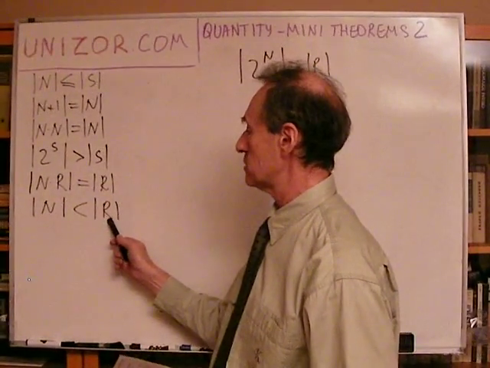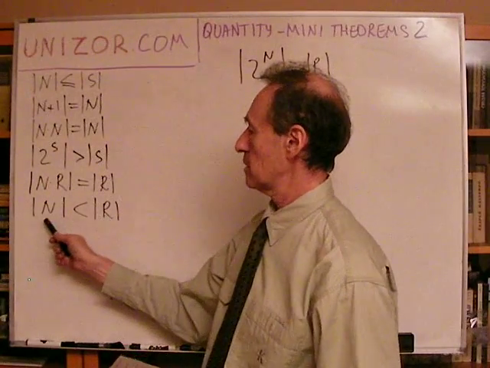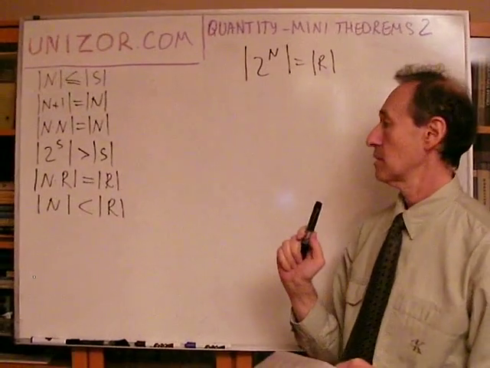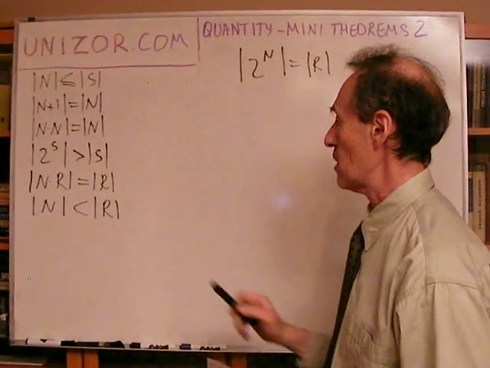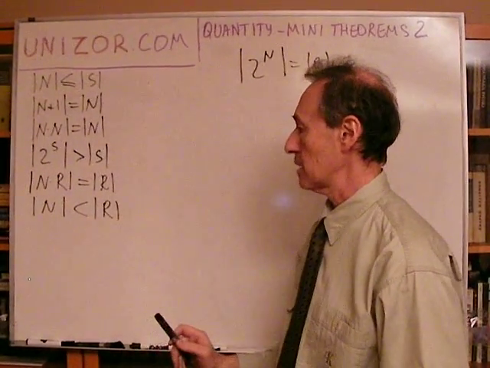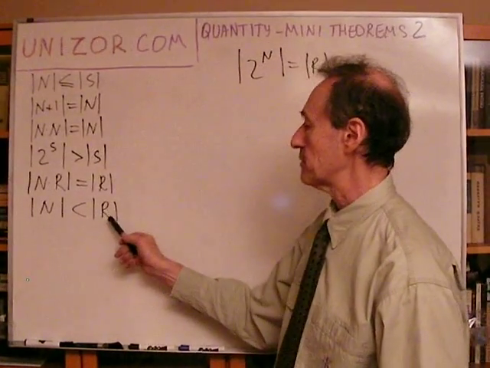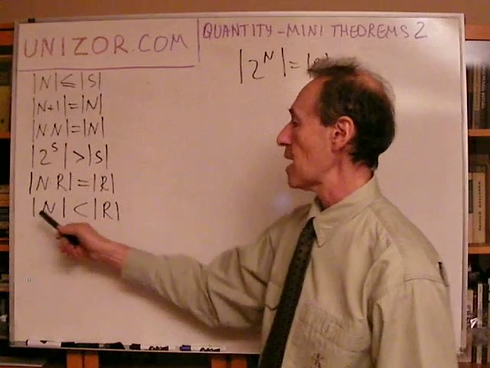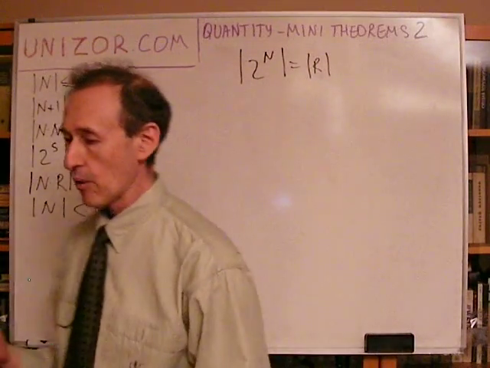We have built R from N using this technique. That's what's interesting. So R is bigger than N, but we can have an equivalent of R using the set of all subsets of natural numbers. Now, how can I prove that?